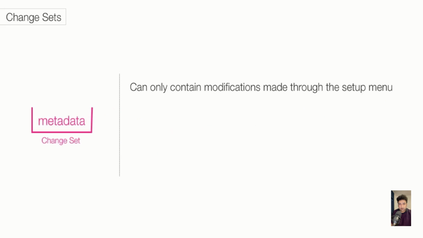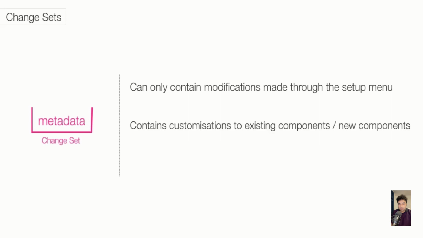Change sets can only contain modifications you can make through the Setup menu. Change sets may contain customizations to existing components or new components, but can't be used to delete or rename components.